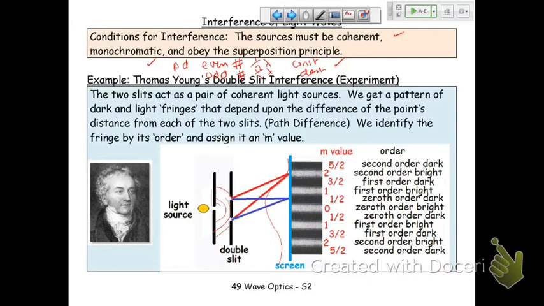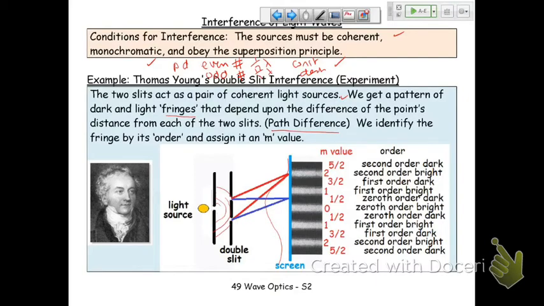If it's an even number of half wavelengths, then you're going to get a crest with a crest and a trough with a trough. But if it's an odd number of half wavelengths, then you're going to get a crest with a trough and a trough with a crest, so it's not going to work. So he said, 2 slits act as a pair of coherent light sources. We get a pattern of dark and light fringes, that's the terminology, that depend upon the difference of the point's distance from each of the 2 slits. So it's path difference, basically.